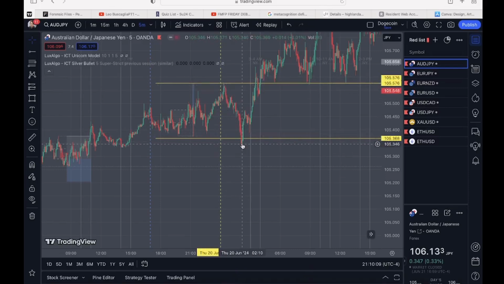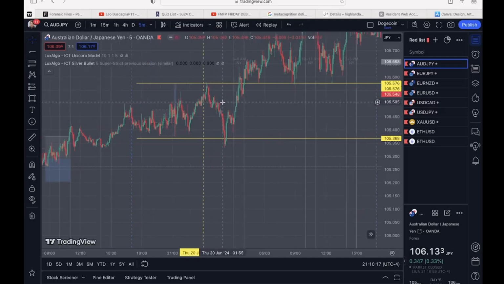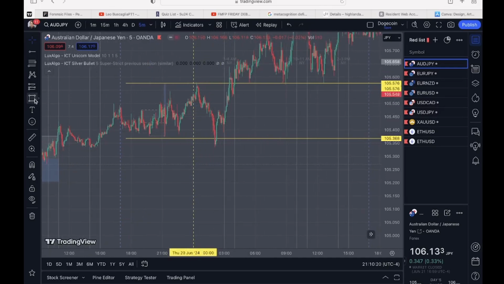Price runs those lows right here. Once price runs those lows, we come up, make this high. Price makes a higher low and breaks that. This right here will be your mitigation block.